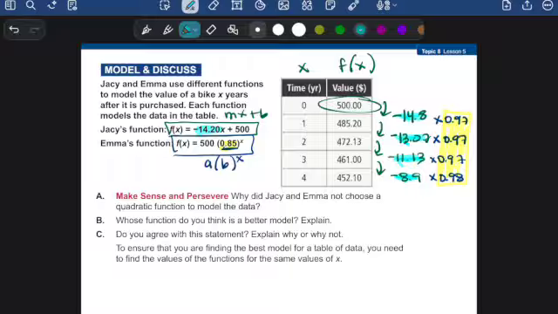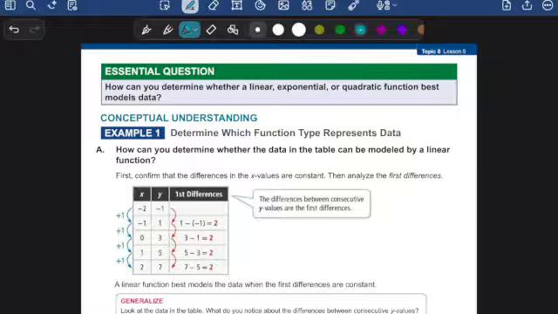So we want to find out strategies to make sure we are coming up with the best equation that best models the data. We want our numbers to be the most accurate. Example 1, how can we determine whether the data in the table should be modeled by a linear function? So the first step you're going to go through when you have a data set and you want to determine is it going to be linear, exponential, or quadratic, then you want to start with linear because we're just looking for a common difference. We want a constant rate or relatively close to the same constant rate.